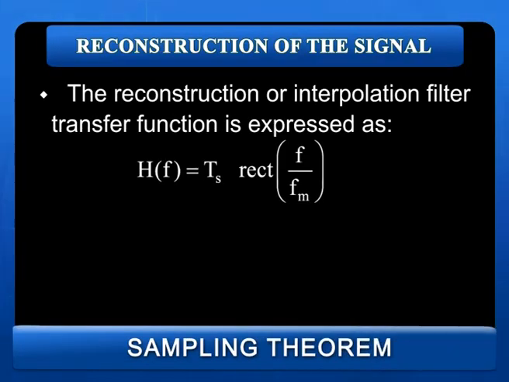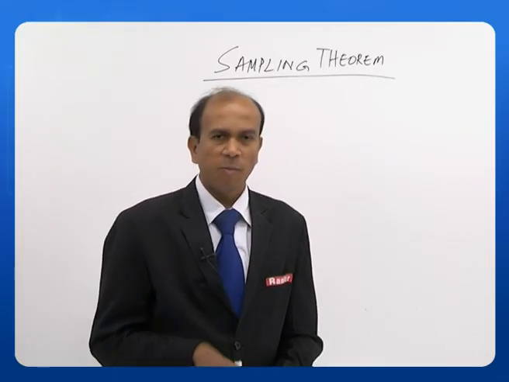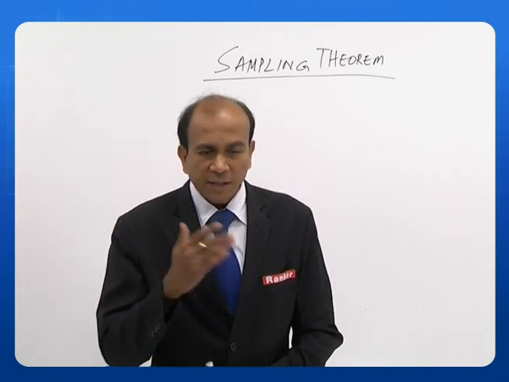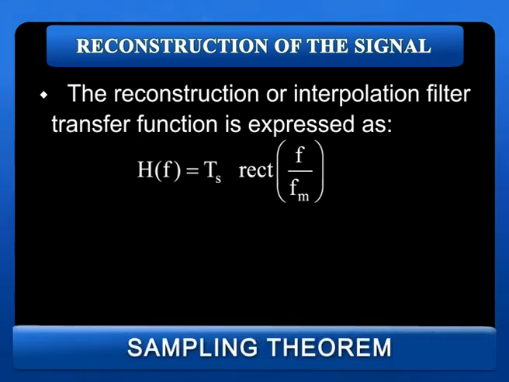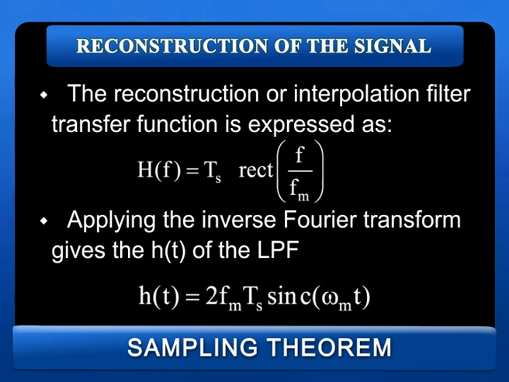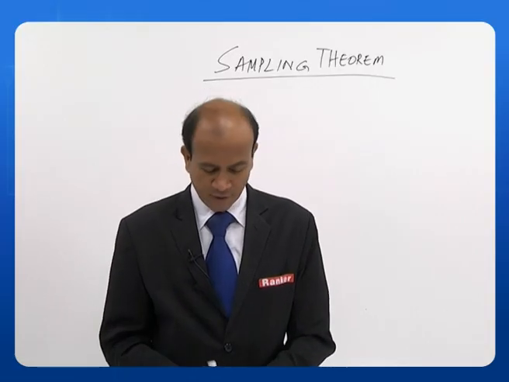Now, the reconstruction or interpolation filter transfer function is expressed as H of f is equal to Ts rect of f by 2Fm. So, the transfer function of the low pass filter which we are using, also called the interpolation filter, is H of f equal to Ts rect f by 2Fm. Applying the inverse Fourier transform gives h of t of the low pass filter. Since you have a rectangular function, h of t will be a sinc function, that is 2Fm Ts sinc of omega m t. So, this is the impulse response of the low pass filter.